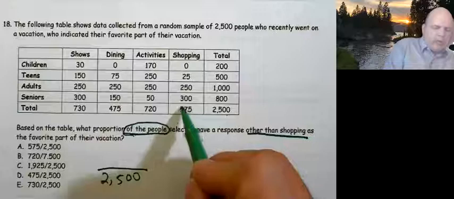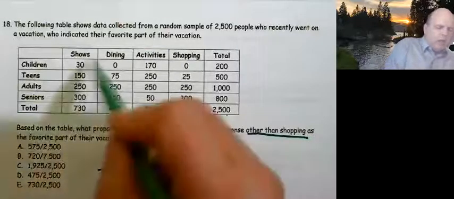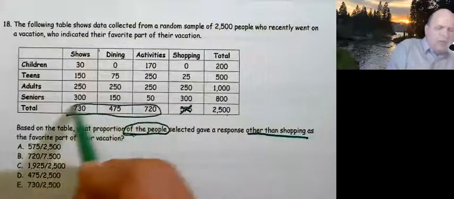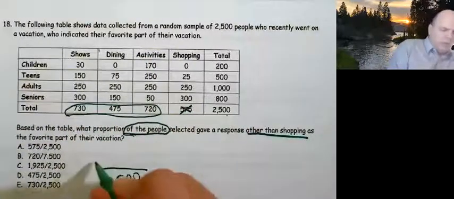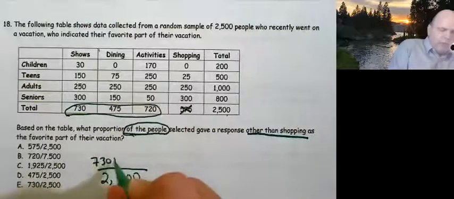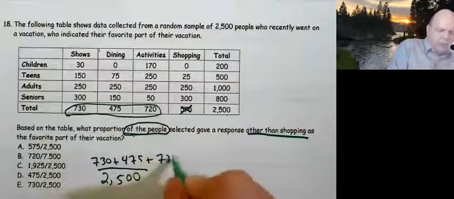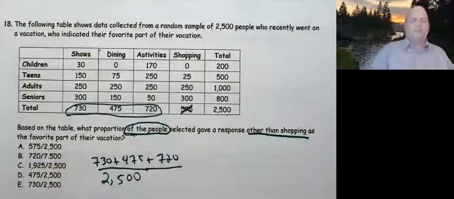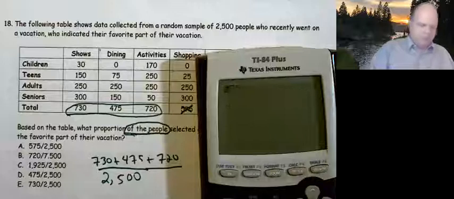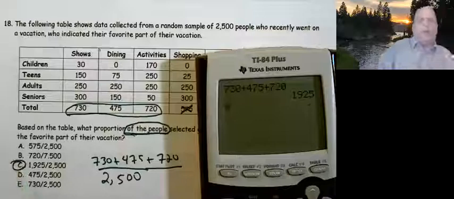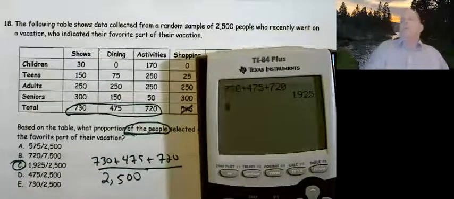Gave a response other than shopping. So that means we're not looking at that, but we are looking at shows, dining, and activities, so we need these values. So my numerator is going to be 730 plus 475 plus 720. If I use the calculator real quickly, we end up getting 1925, so I like C for that part of the problem.